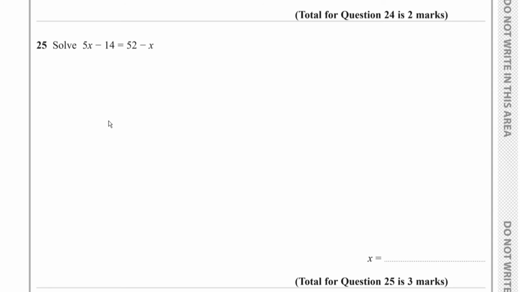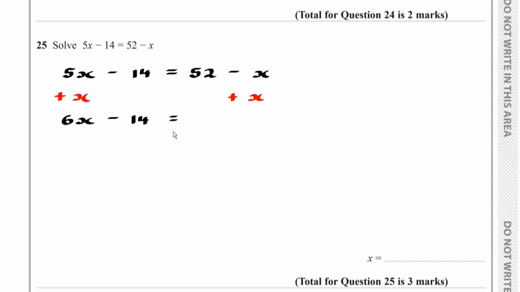Question number 25. Solve 5x subtract 14 equals 52 subtract x. So with this equation, we need to find out what x is. The first step is to add x to both sides. So on the left hand side, I've got 5x plus x, which is 6x. Then I've got the negative 14, and this is equal to 52, and I've got negative x plus x, which is 0x. So I've got 6x subtract 14 equals 52.